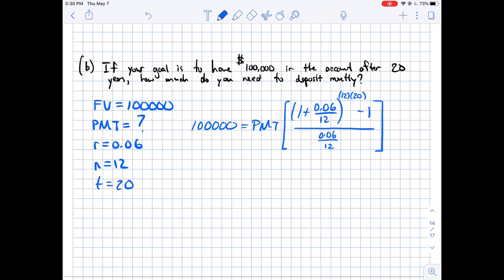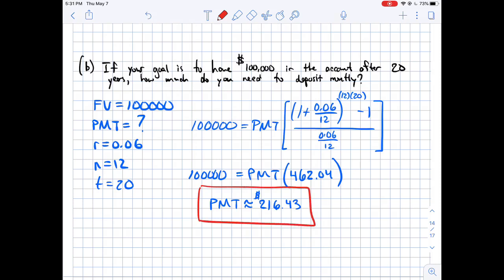And here again we're trying to solve for the payment amount, so you end up getting 100,000 is equal to the payment amount multiplied by all of this. If you plug that into your calculator, you're going to get 462.04. So you end up getting your payment amount is going to be $216.43. So that's the amount that you would have to deposit every month if your goal was to have a future value of $100,000 after 20 years.